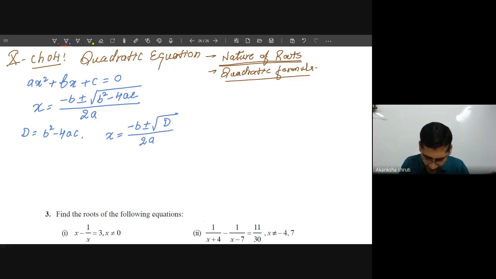So the very first thing for applying this quadratic formula is that you have to calculate the value of b square minus 4ac. This value of b square minus 4ac is called the discriminant. Why? It is differentiating, and it gives the idea about the nature of roots. While calculating this D, it gives us the nature of root.